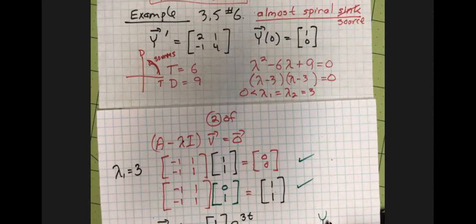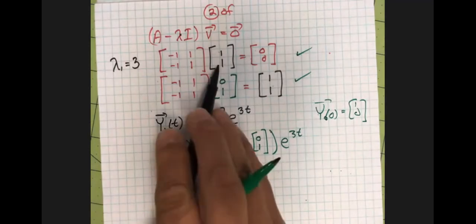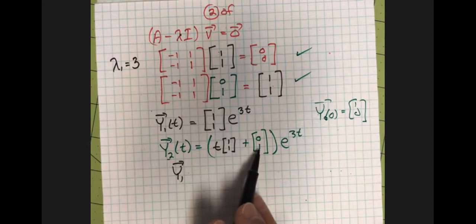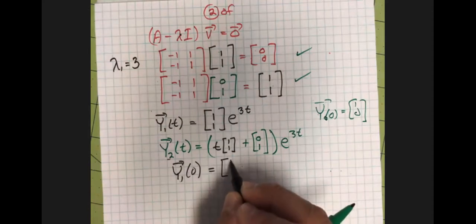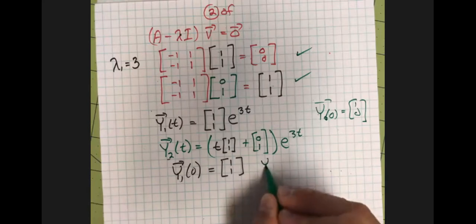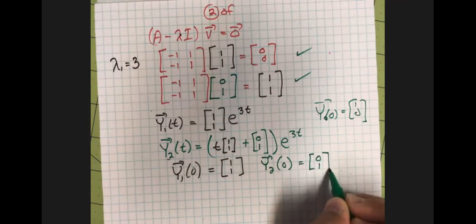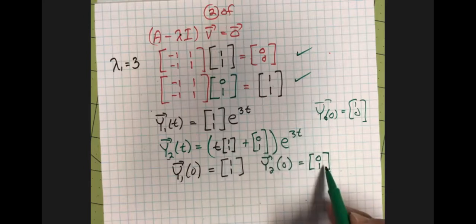Now remember, our initial condition was supposed to be 1, 0. What are these two initial conditions? There's my first solution based on the eigenvector. The second solution is a combination of the eigenvector times t plus the almost eigenvector. Initial conditions: 1, 1. And the initial condition of the second solution is 0, 1, because when you put t equals 0 in here, this wipes out. This becomes a 1 multiplied by 0, 1.